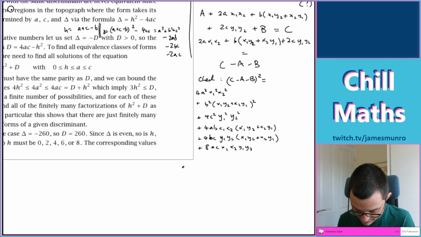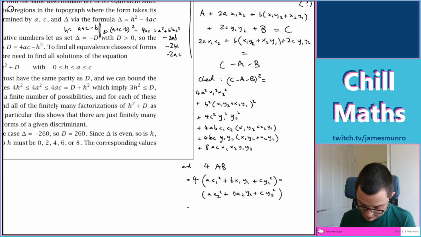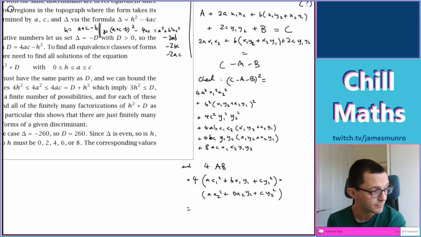Good. And I'm interested in 4ab, which is 4 times, and this one had the x squareds in it, x1, y1 stuff, sorry, cy1 squared times a x2 squared plus b x2y2 plus cy2 squared, which is, okay, there are going to be about 9 terms on this, and hopefully lots of them are going to cancel. Seems a bit unlikely, doesn't it? But hopefully lots of them are going to cancel.